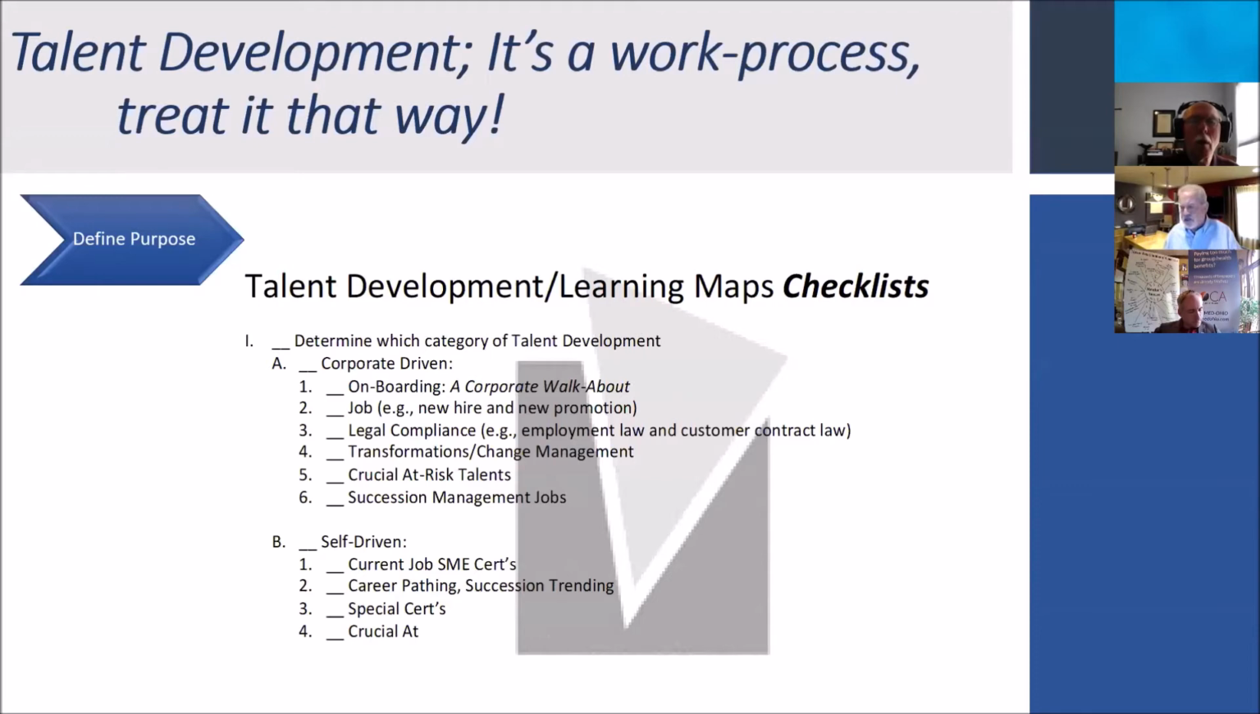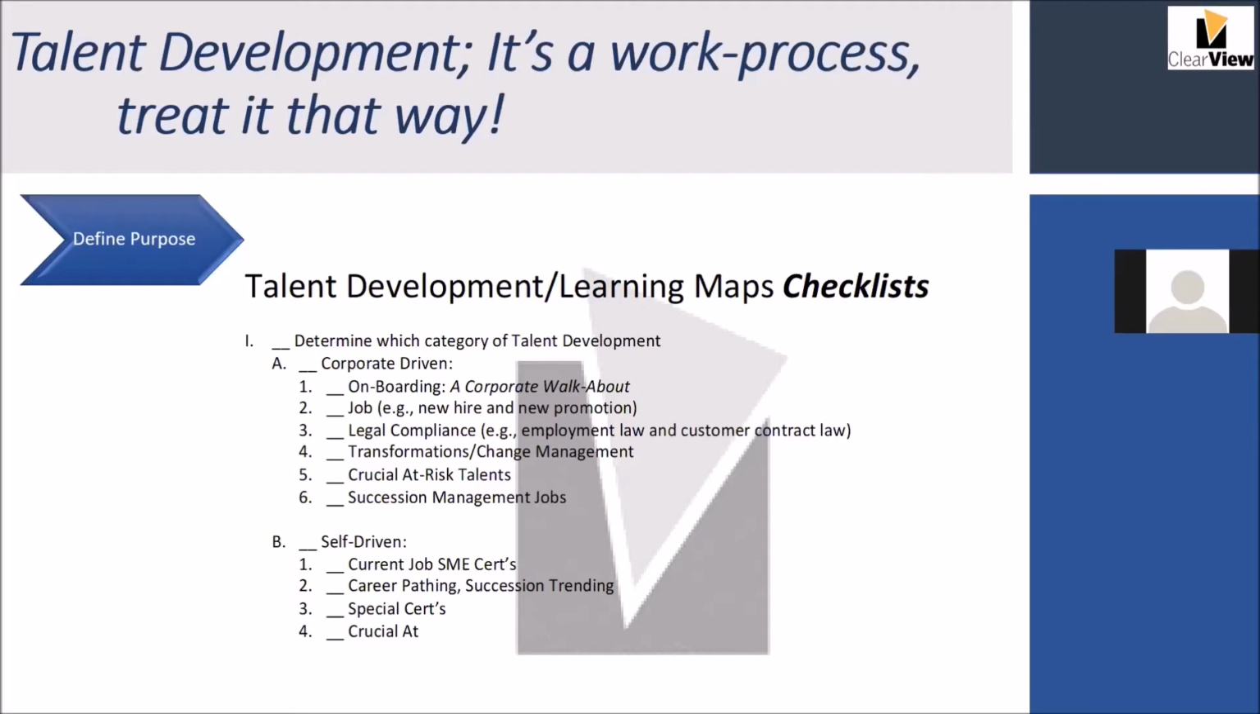Is it for legal compliance? We've got an OSHA update. We've got some sort of civil rights law update. So it's for legal compliance. You've got a new customer contract. Right? Is it for transformations? You put in a new system, you make a change to a process. So you modify the process. You modify how jobs are organized, right?